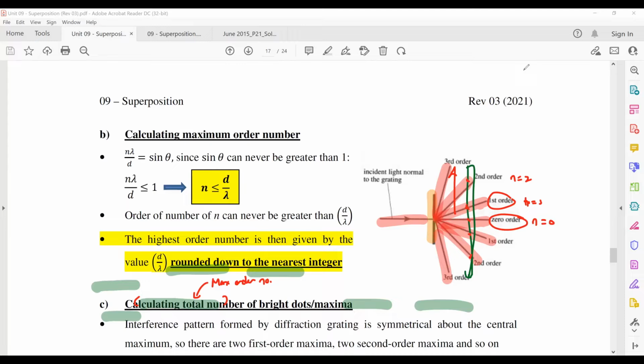So the order number cannot increase indefinitely. It will reach a limit eventually according to the arrangement that you have. To find the maximum order number, you will commonly use this form: N max equals d over lambda. You take the ratio of d divided by the wavelength, and then you need to round down the value to the nearest integer. Never ever round up. Always round it down. This is a bit special for diffraction grating.